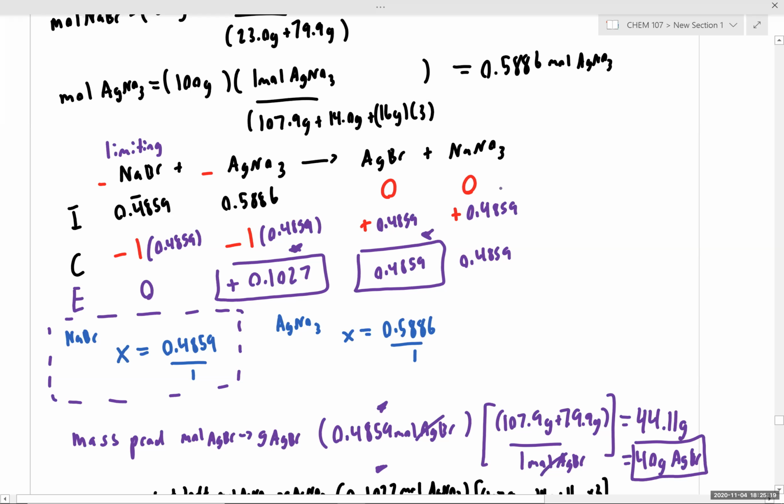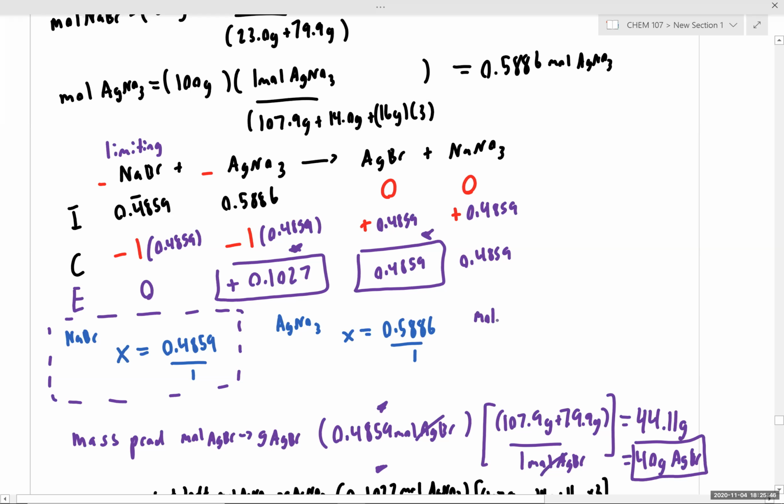Then we in turn add our initial and change columns together, and we see that when we add up the initial and change column for sodium bromide, we're left with 0 moles of sodium bromide. For silver nitrate, we start with this amount of silver nitrate, and after our reaction proceeds, we lose silver nitrate and we're left with 0.1027.